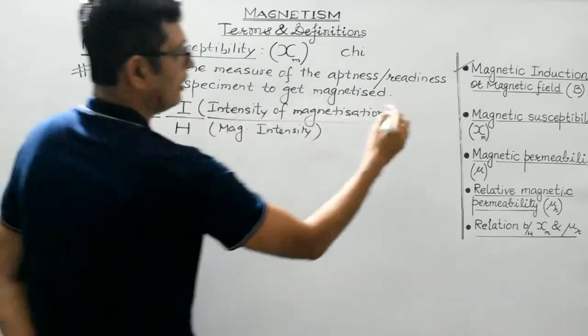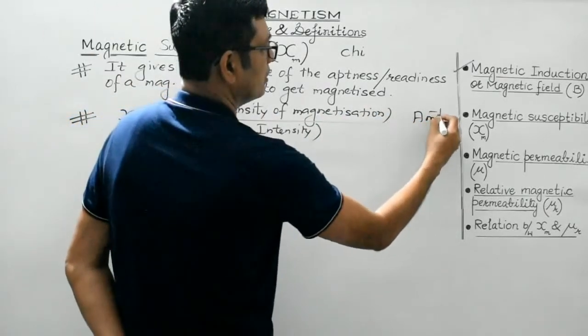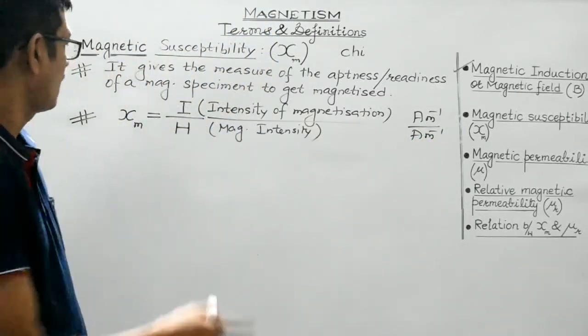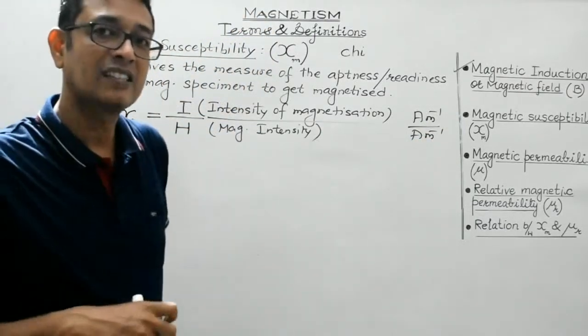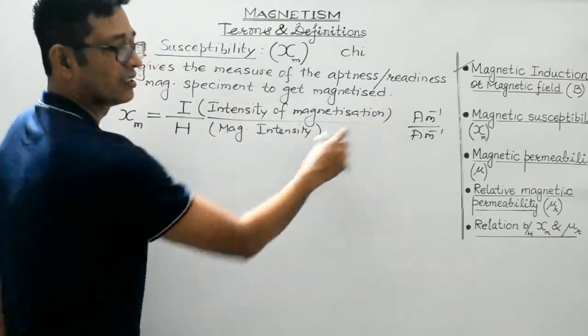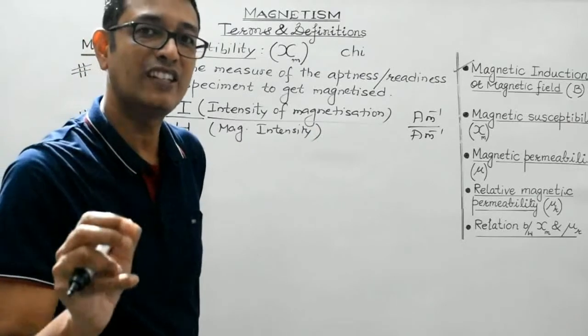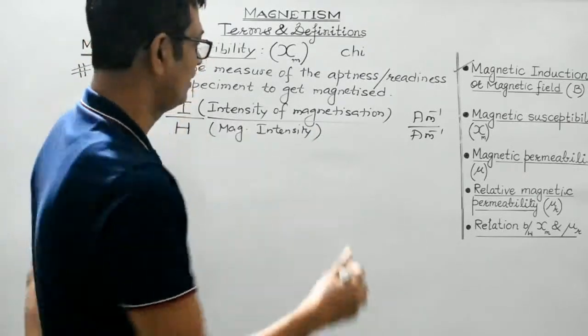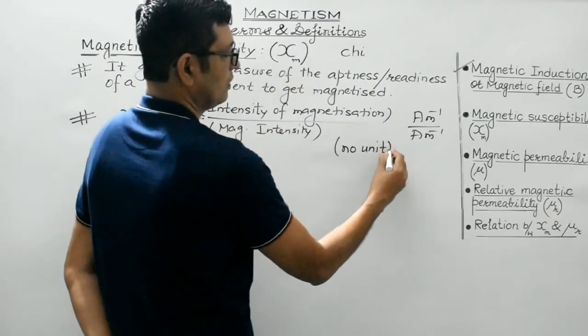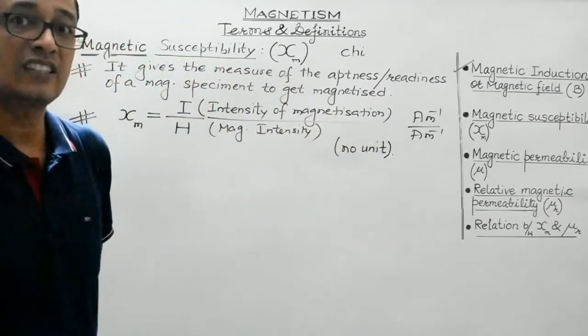Now both are having unit of ampere per meter, isn't it? So therefore students, it is but obvious that chi, which is the magnetic susceptibility, being the ratio of two similar physical quantities, is a dimensionless quantity having no units. So it will have no unit. It's a dimensionless quantity. Clear? So that's susceptibility.